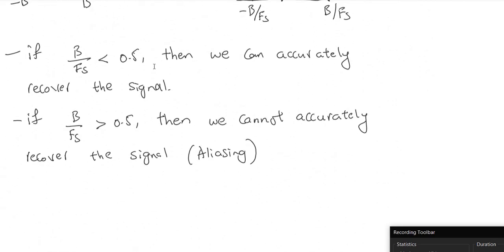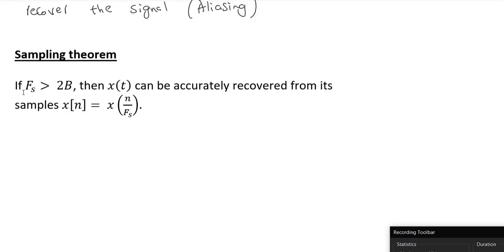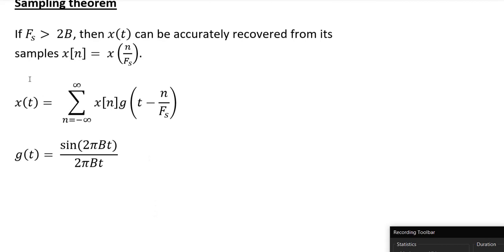This is basically what the sampling theorem says, and I'll write the statement now. If the sampling rate is greater than twice the bandwidth, then the signal x of t can be accurately recovered from its samples x of n. In fact, the theorem also tells us how to exactly recover x of t from its samples. And this is the formula to recover it.